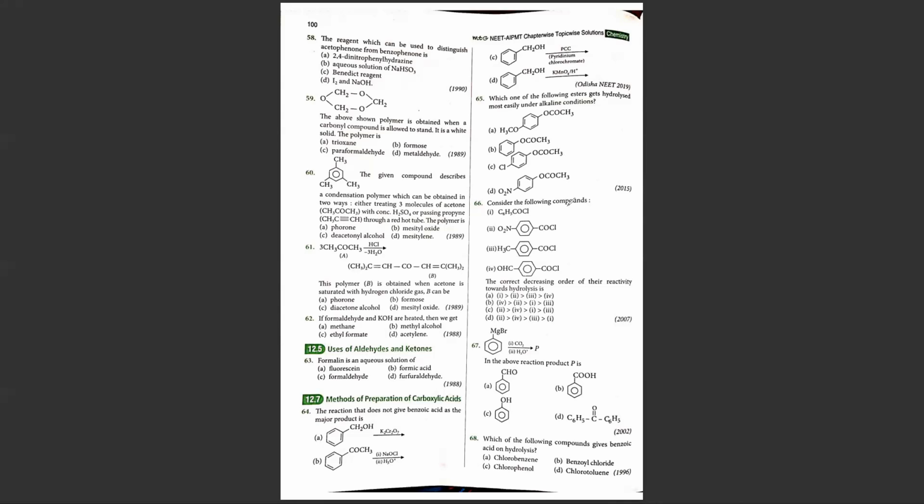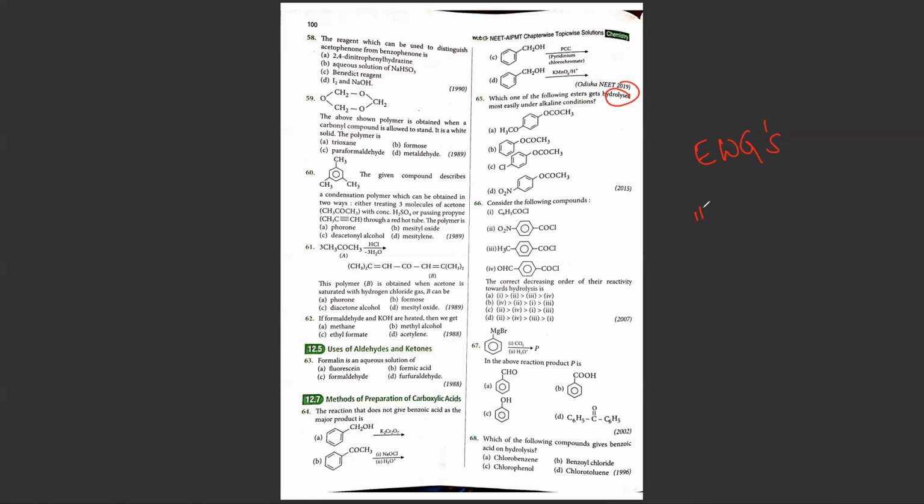Decreasing order means which will be the strongest. Whenever hydrolysis is going on, and you have a strong electron withdrawing group, the reactivity towards nucleophilic substitution will go more easily. So which is the strongest electron withdrawing group in the following compounds? First is your nitro group. The nitro group is a strong electron withdrawing group.